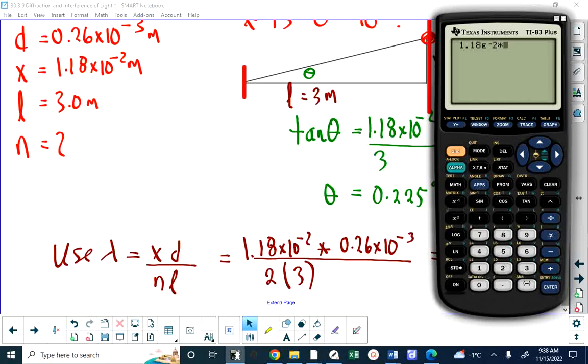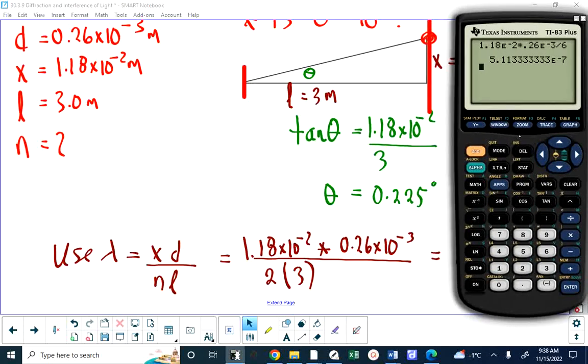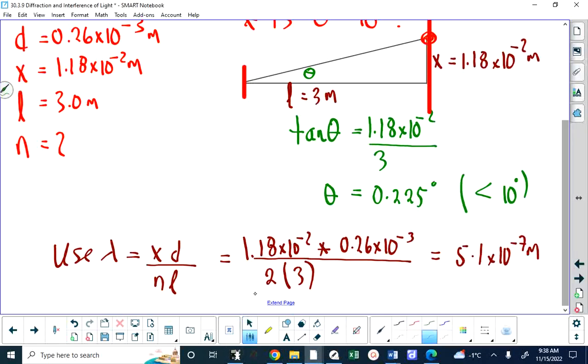Multiplied by 0.26 times 10 to the negative 3, divided by 6. 2 times 3 is 6. Okay? And this is the answer I get. And I've used a formula that's not the correct formula. But would you agree that this angle of 0.225 degrees is significantly less than 10 degrees? And what we would actually write here is this. It's really less than 10 degrees.